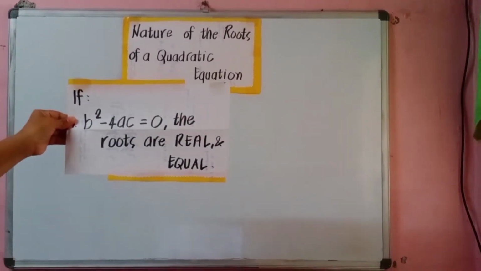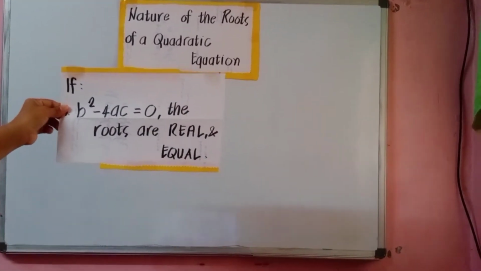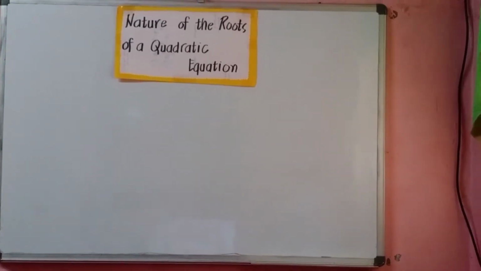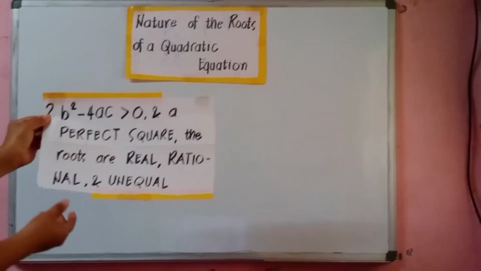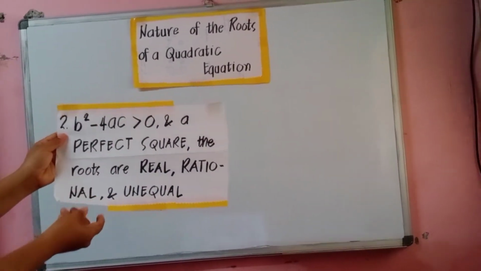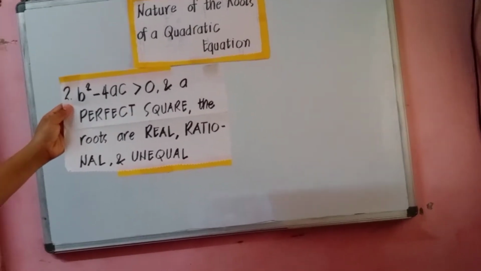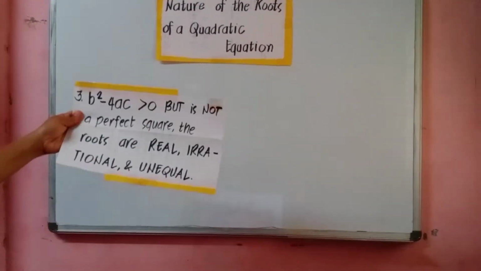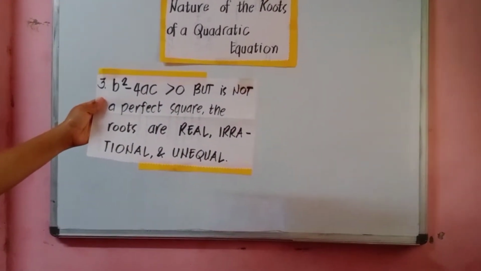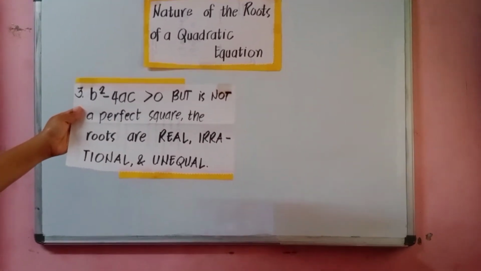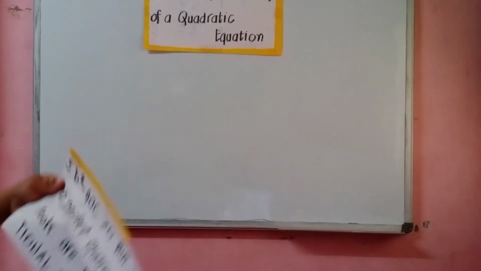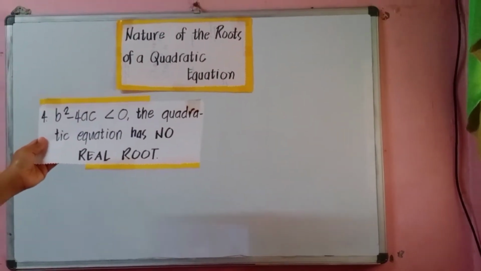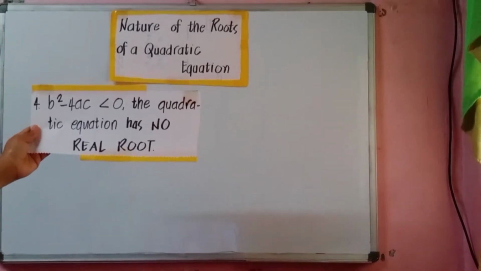Use this idea. First, if b squared minus 4ac is equal to 0, then the roots must be real, rational, and equal. If b squared minus 4ac is greater than 0, meaning positive, and also a perfect square, then the roots are real, rational, and unequal. When b squared minus 4ac is greater than 0 but is not a perfect square, then the roots are real, irrational, and unequal. And finally, when b squared minus 4ac is less than 0, meaning negative, then the quadratic equation has no real root.